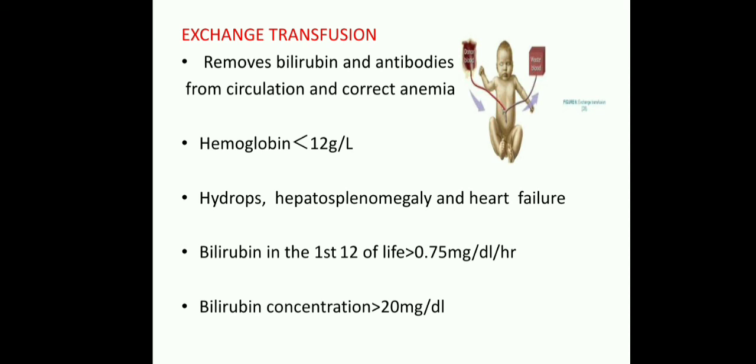And what is the management when the bilirubin levels are severely increased? At that time, exchange transfusion is needed. Okay, what is exchange transfusion? It removes bilirubin and antibodies from the circulation and corrects the anemia. Because RBC reduction is there, the baby automatically suffers from anemia, so you should correct the anemia and then remove the bilirubin and antibodies from the circulation.